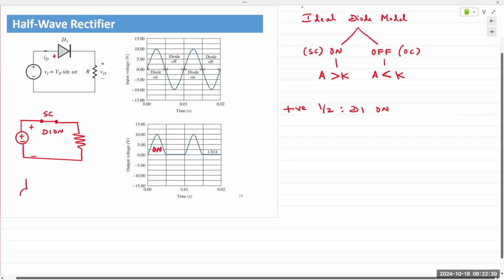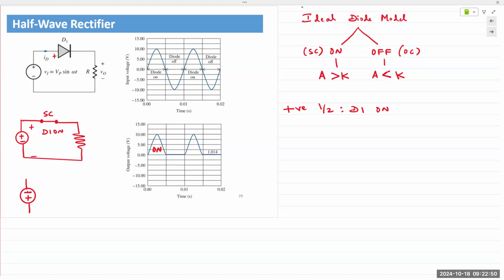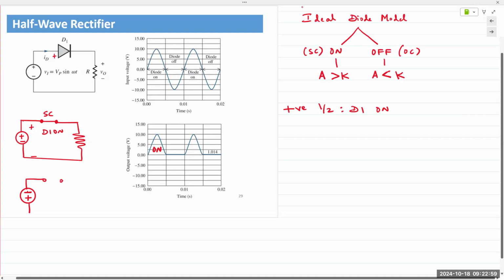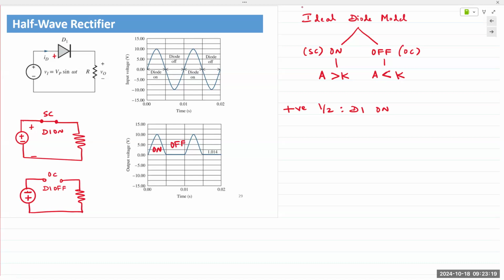Negative half cycle. I will represent this like this. You can represent it two ways. You can either flip the power supply, or you can keep the terminals the same and say you're applying a negative voltage. Either way. I like to flip it, so it makes it easier. D1 is now off. Open circuit. And nothing reaches the output. Output goes to 0.